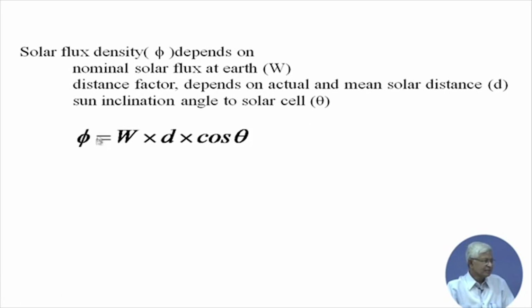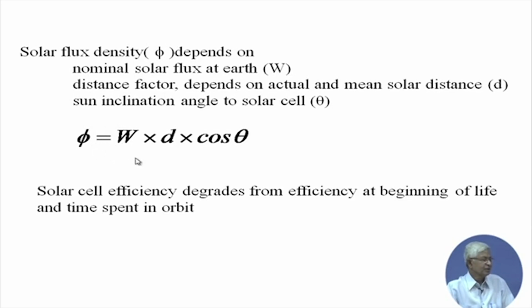So this can be expressed in terms of solar flux density. It depends on the nominal solar flux distance multiplied by the cos of theta. Now, one more thing: the solar cell efficiency, as I said, because of various reasons, will degrade from the beginning of life to the end of life, and that depends on how much time it has been exposed to the sun and is spending its life in the orbit.